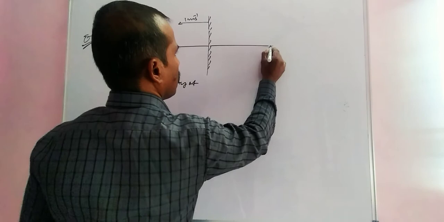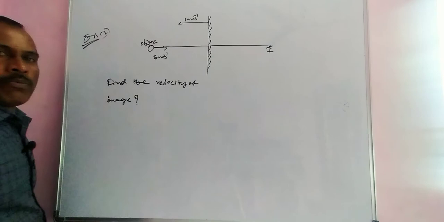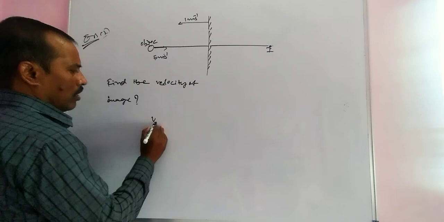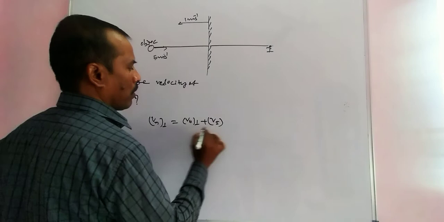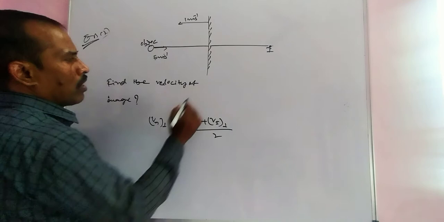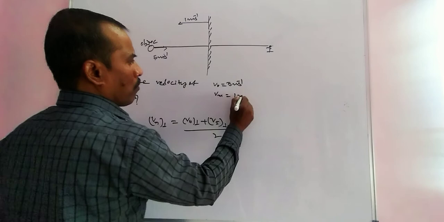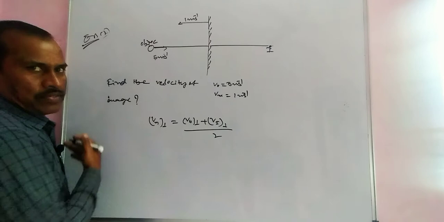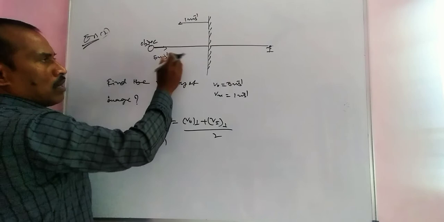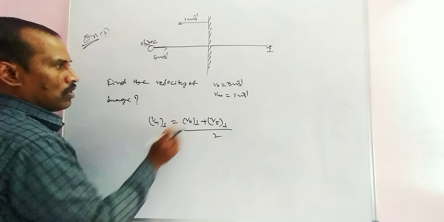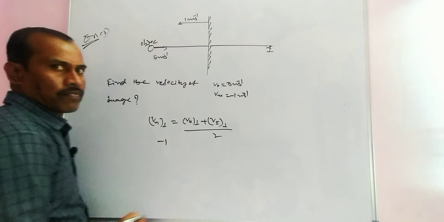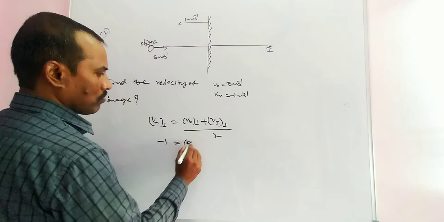Now both are in relative motion. So according to the formula, v_m perpendicular equals (v_o perpendicular plus v_I perpendicular) by 2. Here v_o is the velocity of the object, 5 meter per second. The velocity of the mirror is 1 meter per second, moving left, opposite to the object's velocity, so it is negative, that means minus 1 meter per second. Substituting the values, v_m is minus 1, equal to (5 plus v_I) by 2.